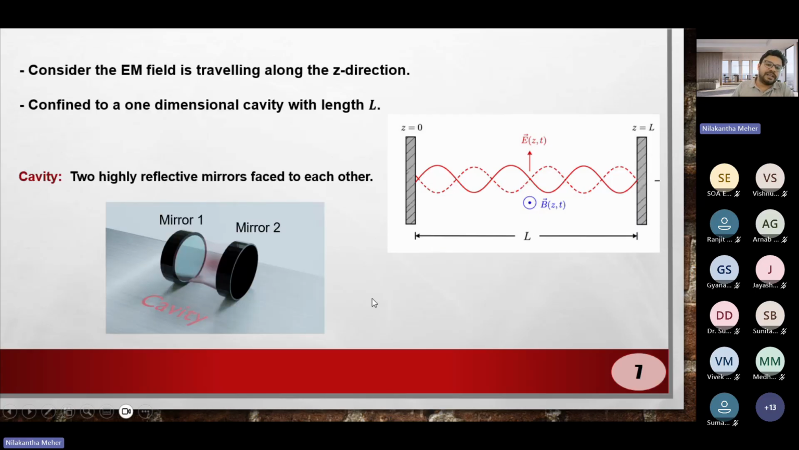So what is a cavity essentially? Cavity means two highly reflective mirrors. They are facing each other, as you can see in the figure I put here. So these two mirrors are facing, mirror 1 and mirror 2. This you can call the cavity because it can trap the photons, or trap the electromagnetic field, for a long time.